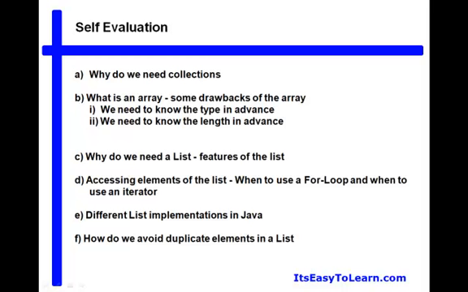Why do we need a list? What are the features of the list? A list is like an array, but it can grow dynamically in size. And a list supports duplicates.